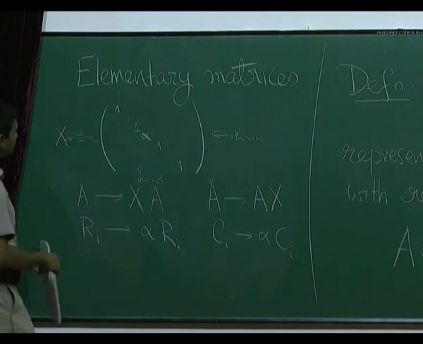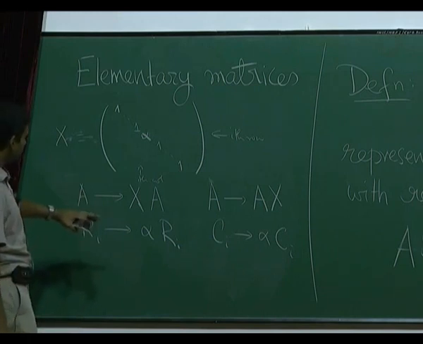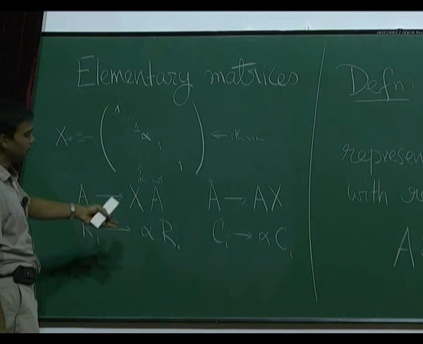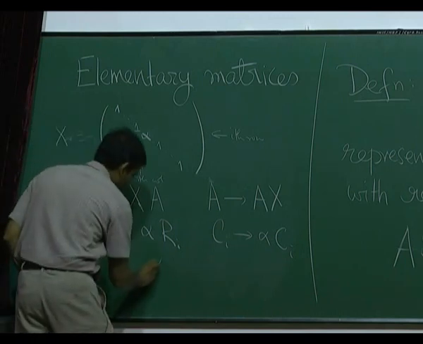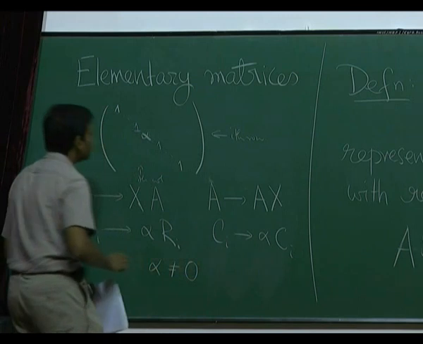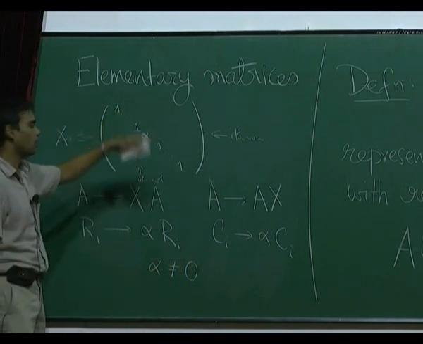So this is the first type of transformation. It's just taking a row and multiplying it by some constant, and let's assume that alpha is not equal to 0, otherwise this matrix will not be non-singular.